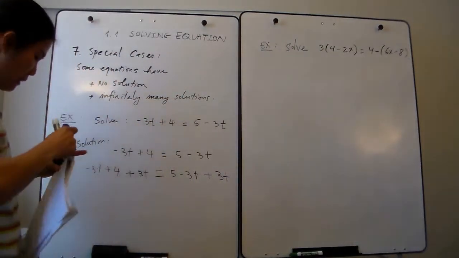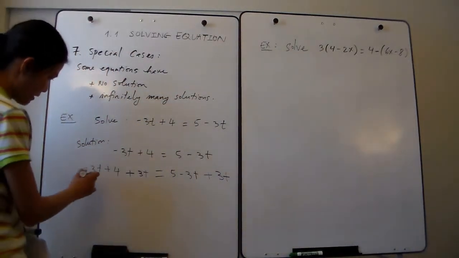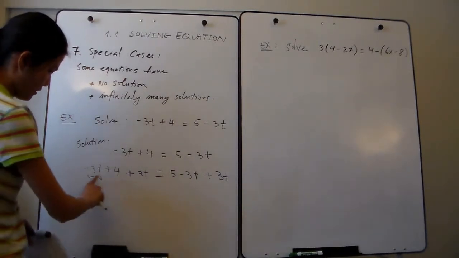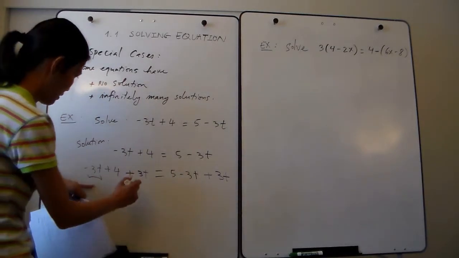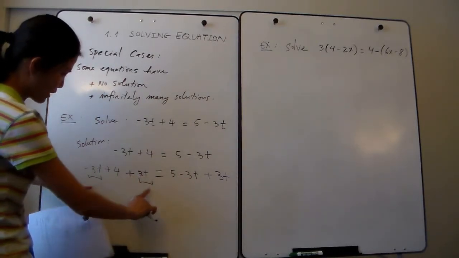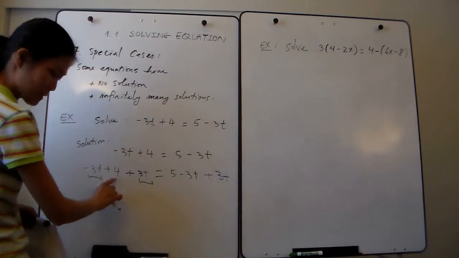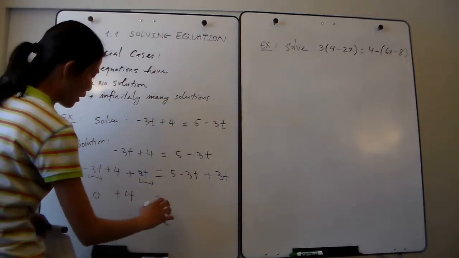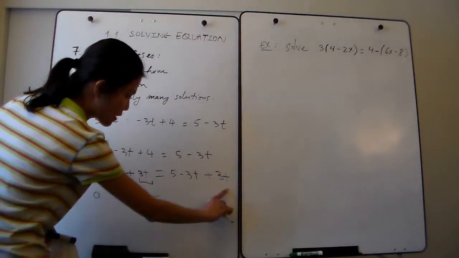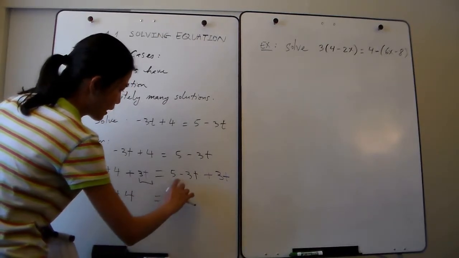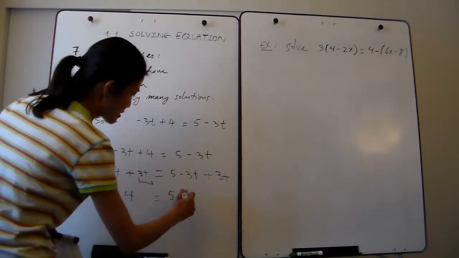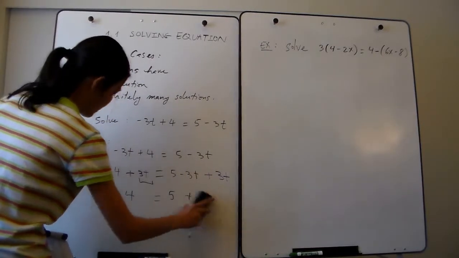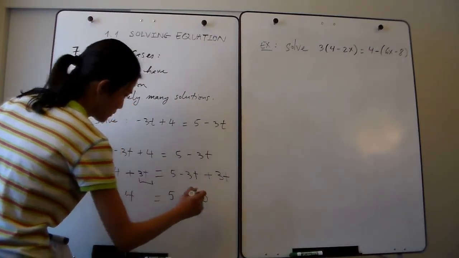Okay, let's simplify. Negative 3t: this is a constant, we don't combine. You cannot combine different terms. This is the same term right here, t and t. So negative 3t plus 3t is 0. Don't forget the constant term: plus 4 equal to 5. There's no constant to combine with, so 5 is 5. Negative 3t plus 3t is 0t, or 0, because 0 times t is 0.